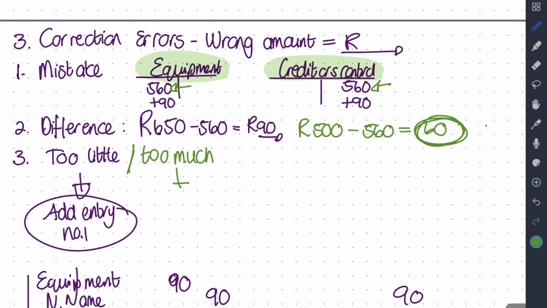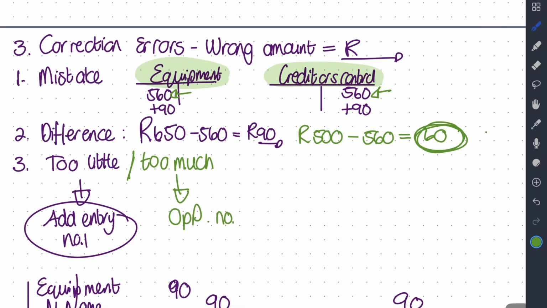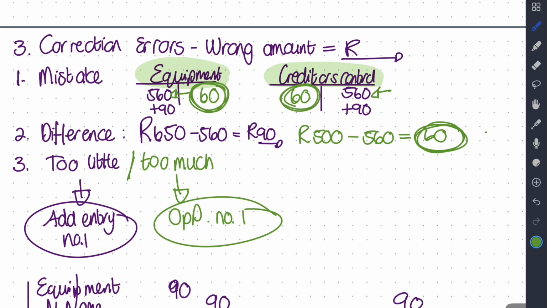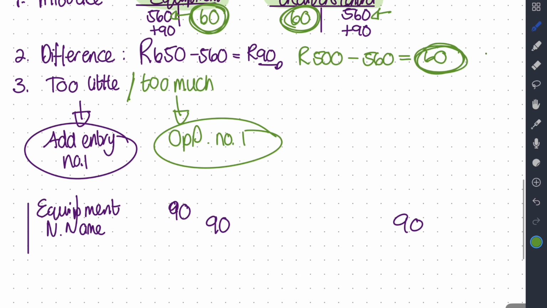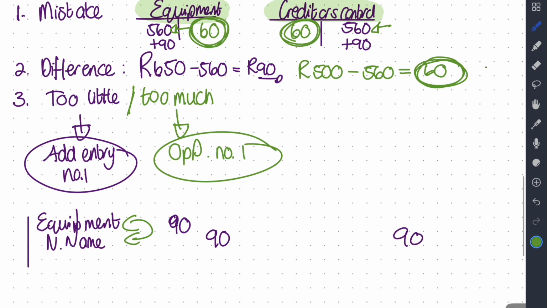How do you fix that? On the opposite side of number 1, you will put the difference. So you are going to put 60 Rand over here, which will decrease your equipment, and you will put 60 Rand over there, which will decrease your creditor's control. And what happens in the general journal is these two will swap. Equipment will go on the right with 60, and the person's names in creditor's control will be debited.